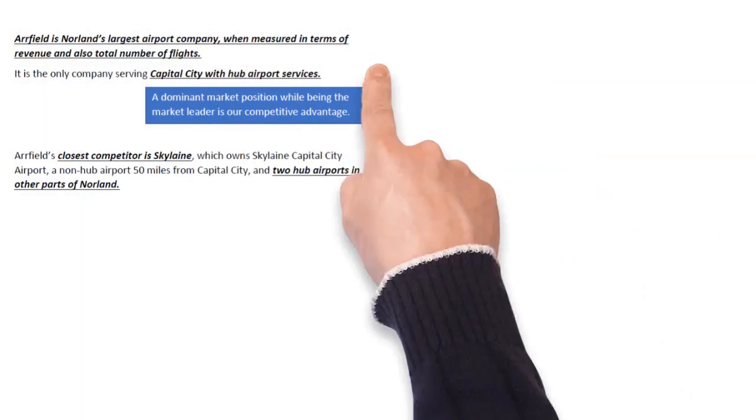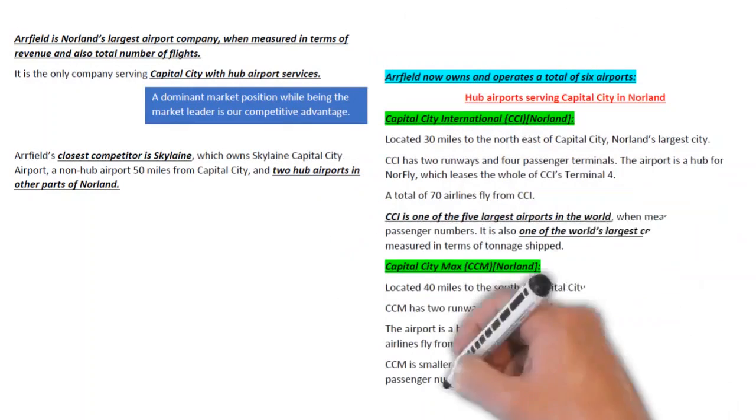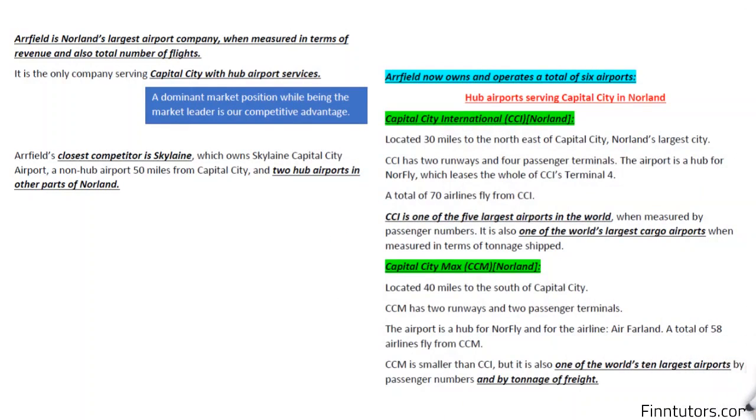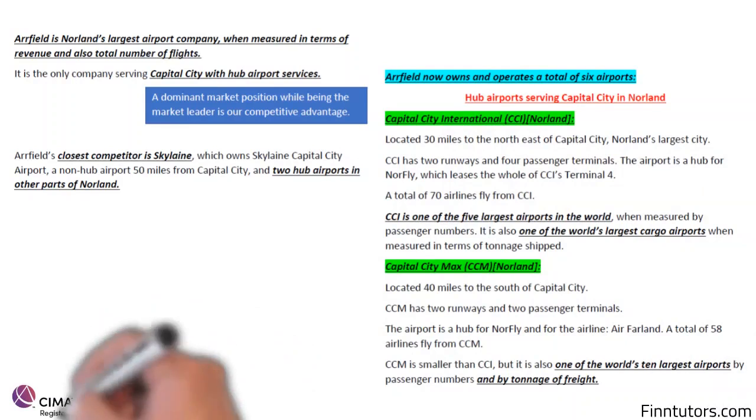Arrfield is Noland's largest airport company when measured in terms of revenue and also in number of flights. Market leader. It is the only company serving Capital City with hub airport services. So this is a dominant market position while being the market leader, and this is my competitive advantage. This is my business strategy.